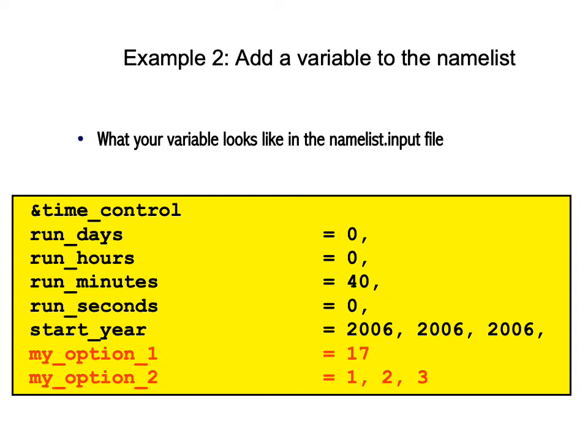We said that my_option_1 and my_option_2 are both integers. So notice that 17, 1, 2, and 3 are all integers. There's no period and there are no character strings with apostrophes or quotes. We said that my_option_1 is a single entry, so we're allowed to have 17 or any other integer we would like to have. We said that my_option_2 has multiple entries, as many entries as there are domains. If we have a single domain run and we have 3 entries there, there's not a problem. It simply ignores everything after the first entry.